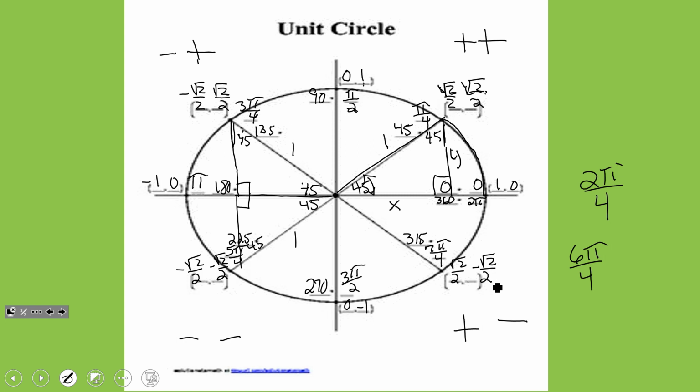Any questions? Did I lose anybody on why it's square root of 2 over 2 and why they're both the same? Because they're both legs of a 45-45 triangle. Why the signs are the way they are? Because they're in the quadrants.